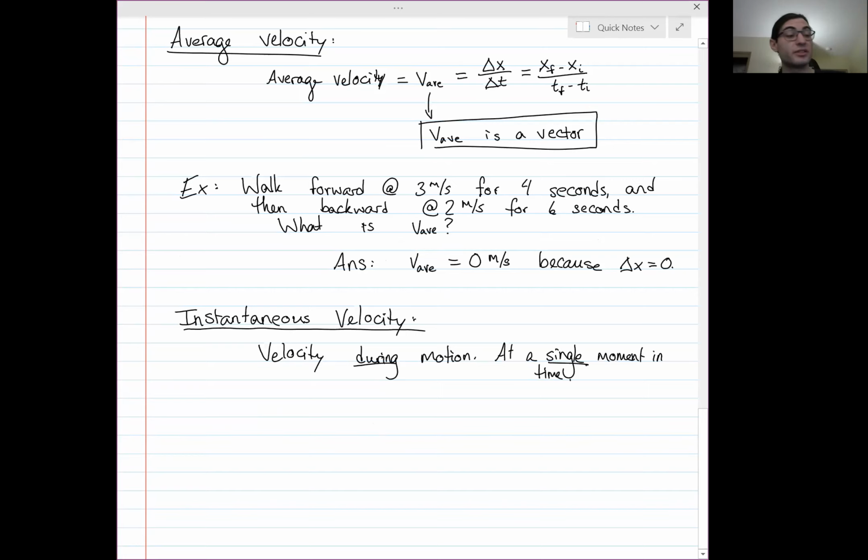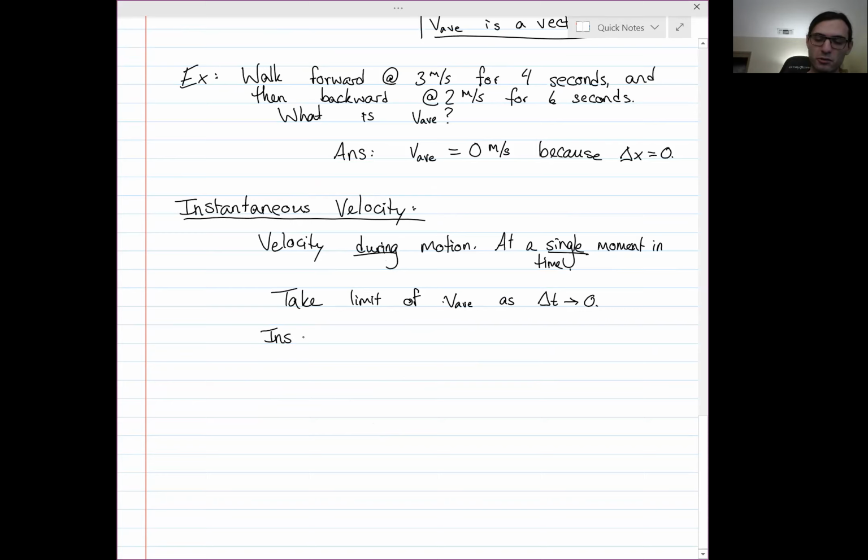So the way that we handle instantaneous velocity is we just use calculus. So we take the limit of average velocity as the duration goes to 0. That's all. And so instantaneous velocity then, instantaneous, hard word to spell. Which we don't even give a subscript, we just call it v because it's the more useful one. This is equal to the limit as delta t goes to 0 of delta x divided by delta t.